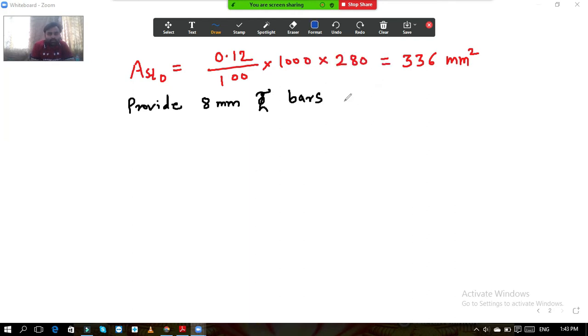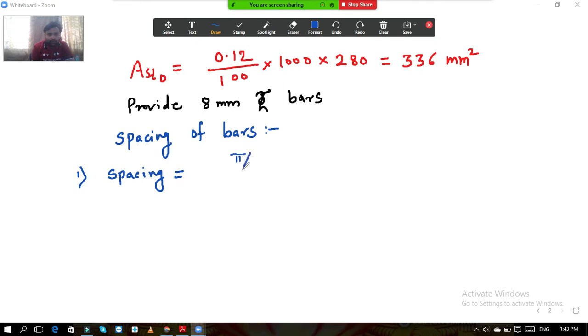So we will calculate the spacing now. Okay, spacing of bars. So we will calculate the spacing of these bars now. First thing, spacing is equal to, how do we calculate the spacing? So it is here area of single bar.